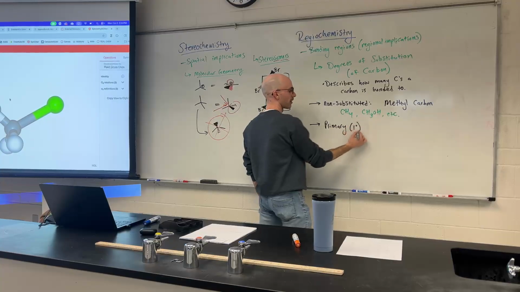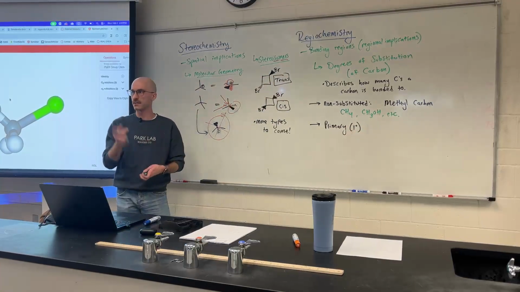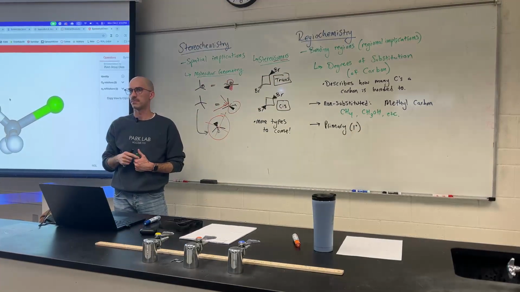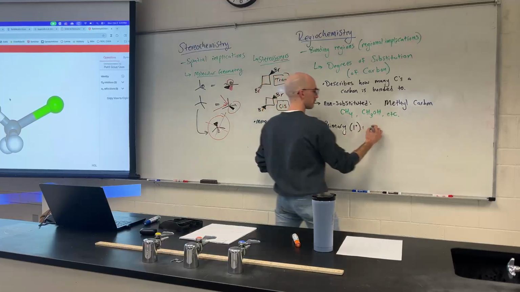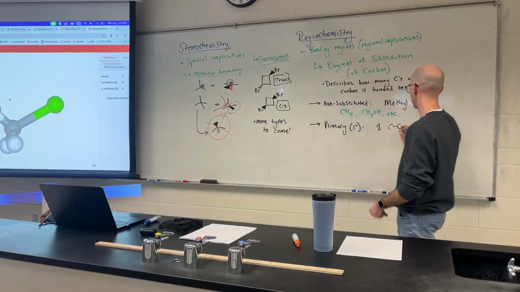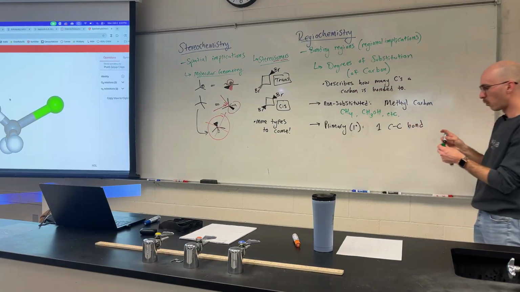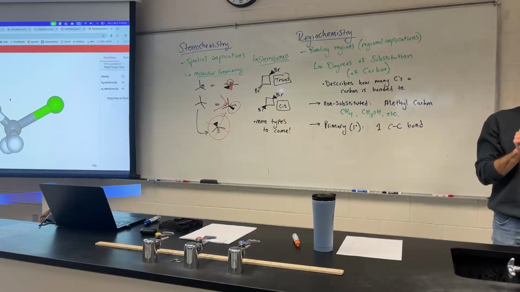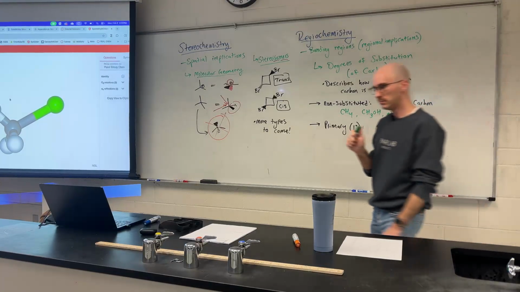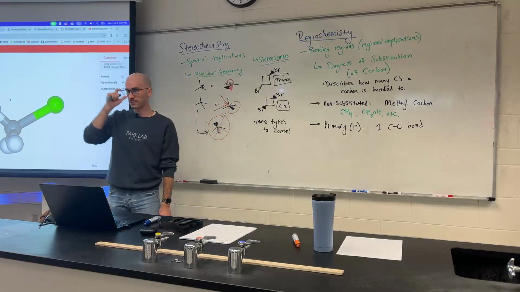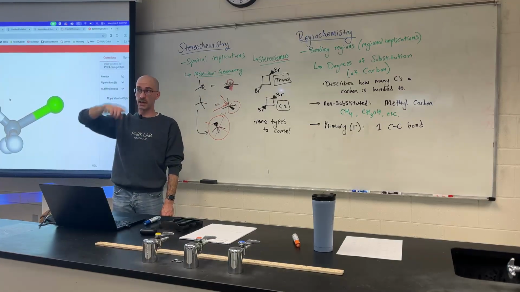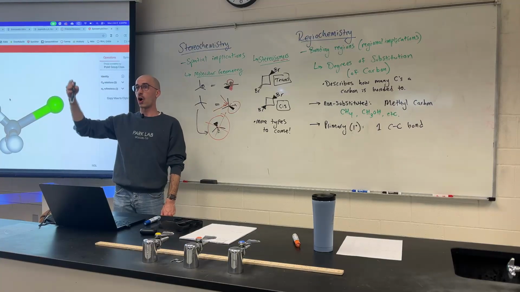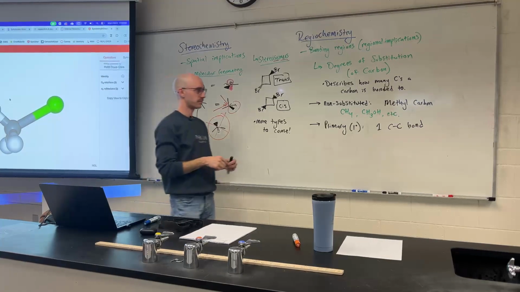Then we have primary carbons, which we'll represent as this 1 degree, but we'll say as primary. These will have 1 bond to another carbon. A lot of times, when we look at CH3 groups on the end of a molecule, these are all primary carbons.